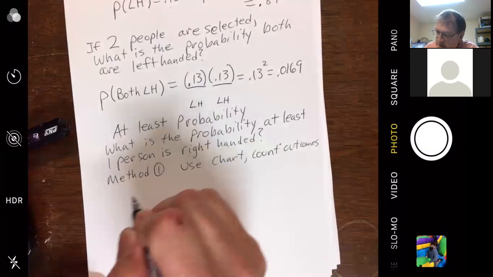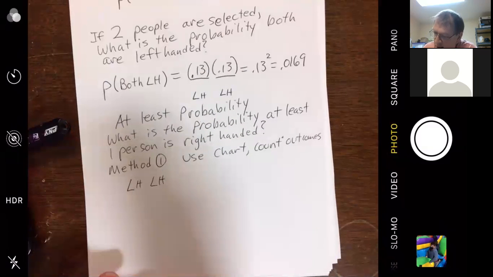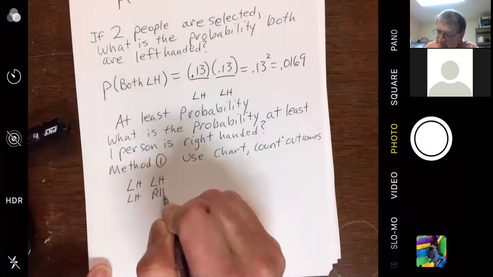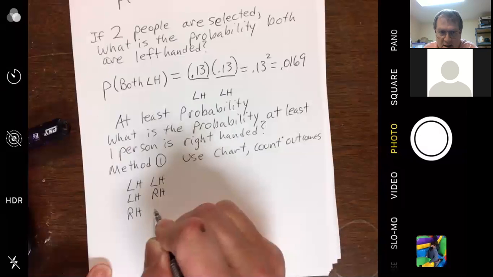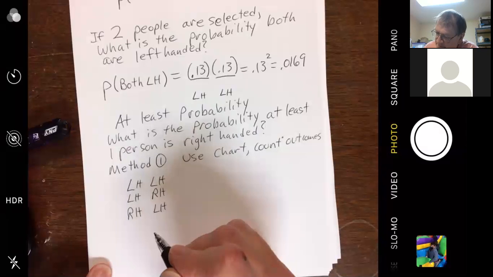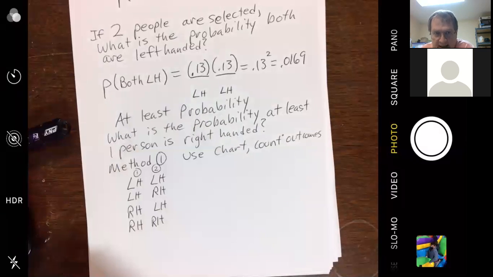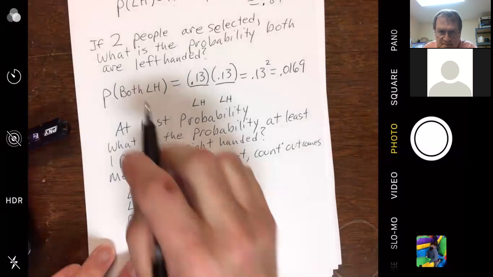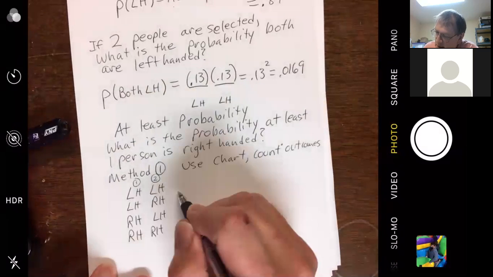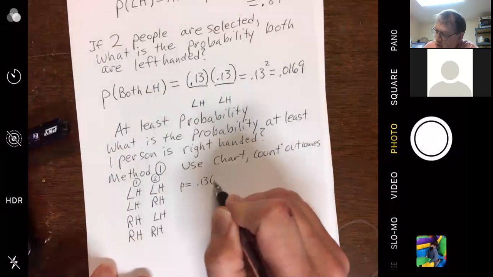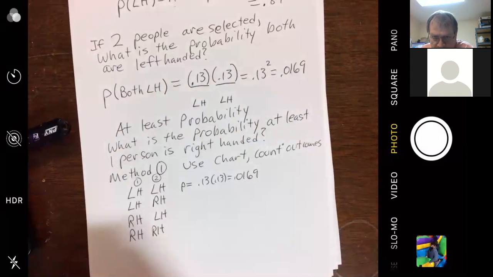All right, well, the chart, I guess I'll start with left-handed, left-handed. This exactly parallels heads and tails. Well, someone could be left-handed, right-handed. Someone could be right-handed, for the second person, left-handed. Or they can be both right-handed. This is person one, person two. Now, in effect, on your first question, they basically asked you to figure row one. So that is 0.13 times 0.13, 0.0169. And he just asked about row one, and so you were done.